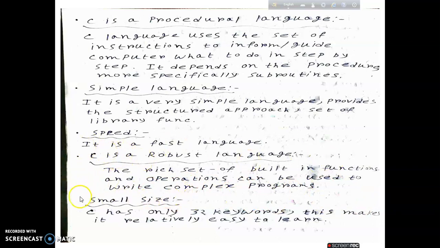Next is small size. C has only 32 keywords. So how many keywords are in the C language? Only 32 keywords, which makes it relatively easy to learn. So anyone can learn the C language relatively easily.